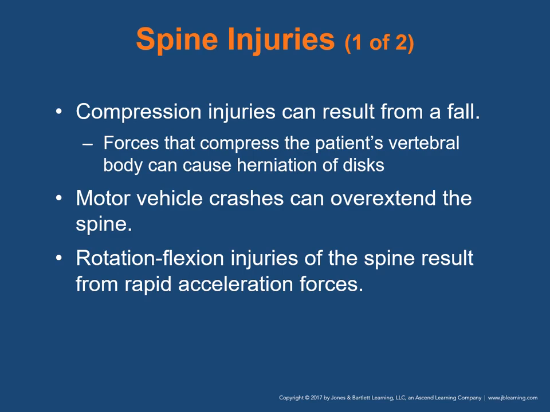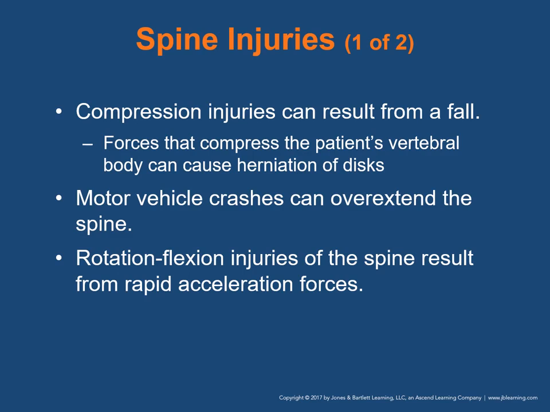Now we'll discuss spine injuries. The cervical, thoracic, and lumbar portions of the spine can be injured in a variety of ways. Compression injuries can result from a fall, regardless of whether the patient landed on his or her feet or experienced a direct blow to the crown of the skull, coccyx, or the top of the head. Forces that compress the patient's vertebral body can cause herniation of discs, the subsequent compression on the spinal cord and nerve roots, and fragmentation into the spinal canal itself.